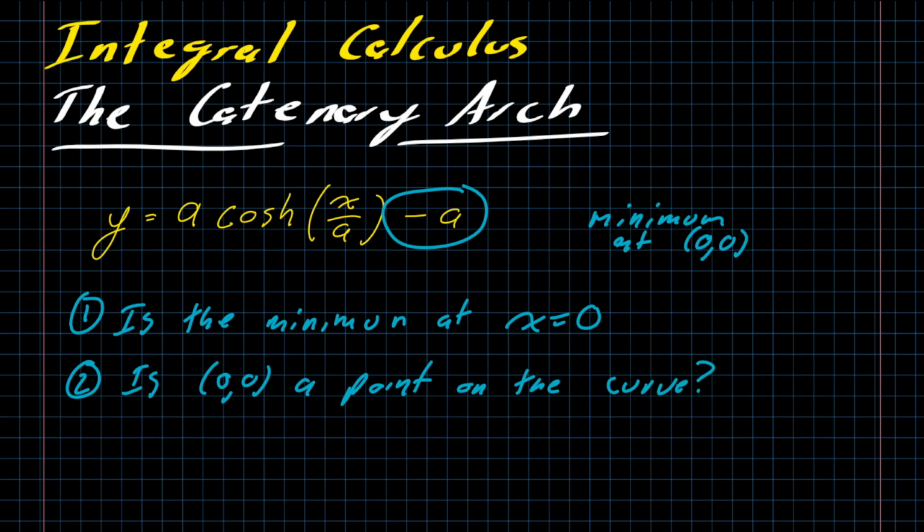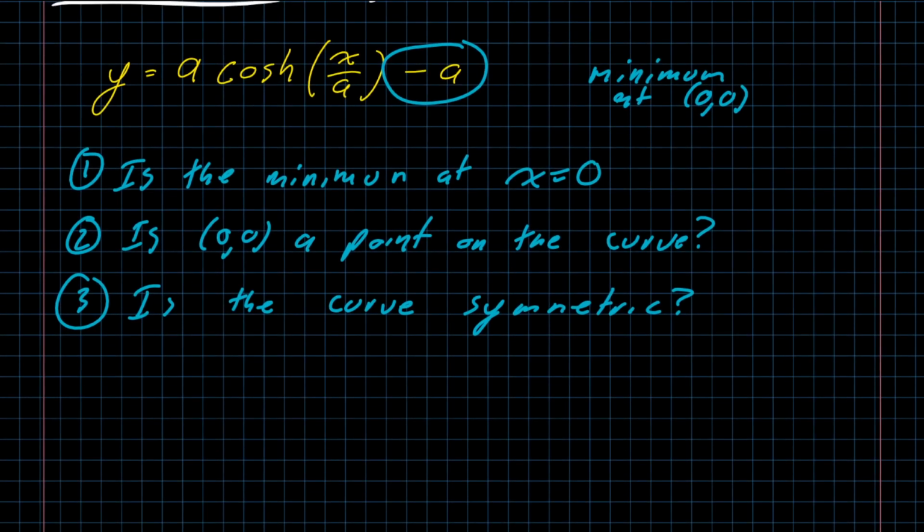Is the minimum actually at x equals 0? Or is there another point in xy space that would be better served as the minimum? Is (0, 0) actually a point on the curve? That's perhaps the easiest thing to look at. And I guess 3, is the curve symmetric? Those are the 3 claims that I made about the curve that are well within the scope of this course to investigate. Let's start with the easy one. Is (0, 0) a point on the curve?